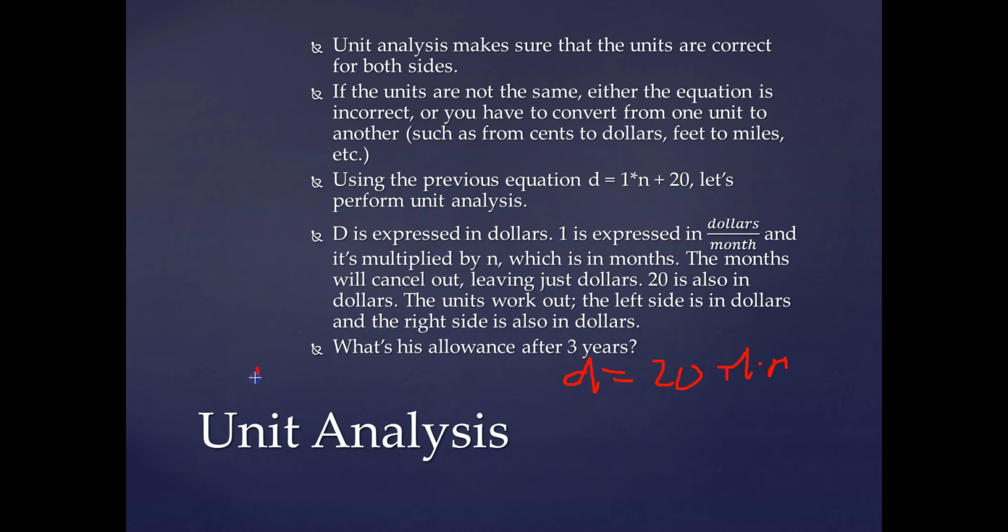So 3 years is also equal to 3 years times 12 months per year, because there are 3 years and there are 12 months in a year. So the years will cancel out, and what this will give us is the total number of months that 3 years is equivalent to, and this equals 36 months.